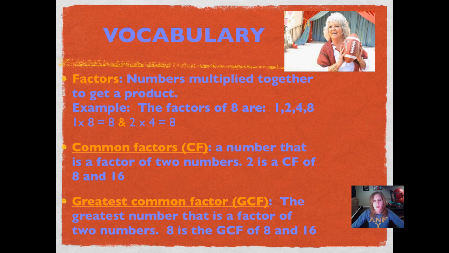Common factors, that's if you have two different numbers that you're comparing and you list out all of their factors in two different T-charts. Any numbers that they both have in common are common factors, or CF. Like 2 is a common factor of 8 and 16 because 2 times 4 is 8 and 2 times 8 is 16. Greatest common factors, if you look at those list of factors in the T-chart and you look at the ones that they both have in common, the biggest one or the greatest one is the greatest common factor. So for example, in a T-chart, 8 would be the greatest common factor of 8 and 16.